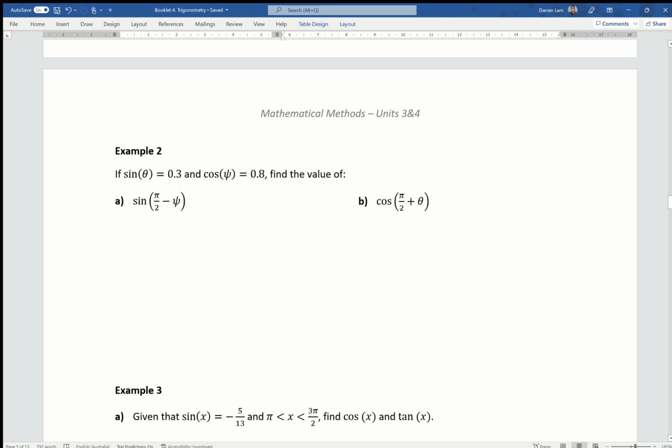Alright, so next one we're looking at example 2. This one's a little bit weird, but it actually refers to our complementary relationships. Now, this is stuff that you can tell based off the unit circle itself, but I'm going to ask you to write this into your notebooks regardless. Can I get you to write down sine of pi on 2 minus theta equals A, which equals cosine theta? And also, write down cosine of pi on 2 minus theta equals B, which equals sine theta.